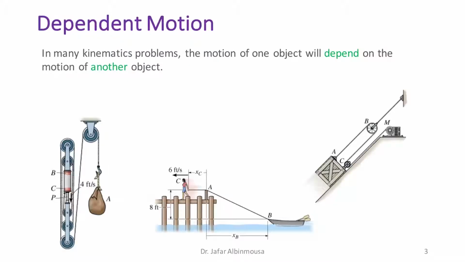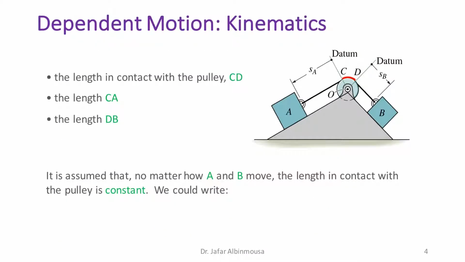In many kinematics problems, the motion of one object will depend on the motion of another object. So, as an example, if we look here, the motion of the boat over here will definitely depend on the motion of the person, because they are connected by a cable. Same here, the motion of this box will depend on the motion of the motor here, and so on. Now let's start establishing the kinematics of dependent motion.